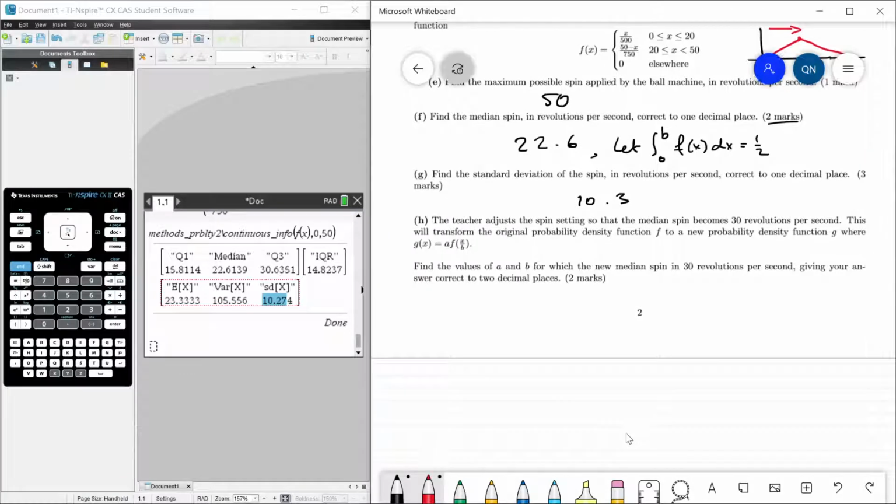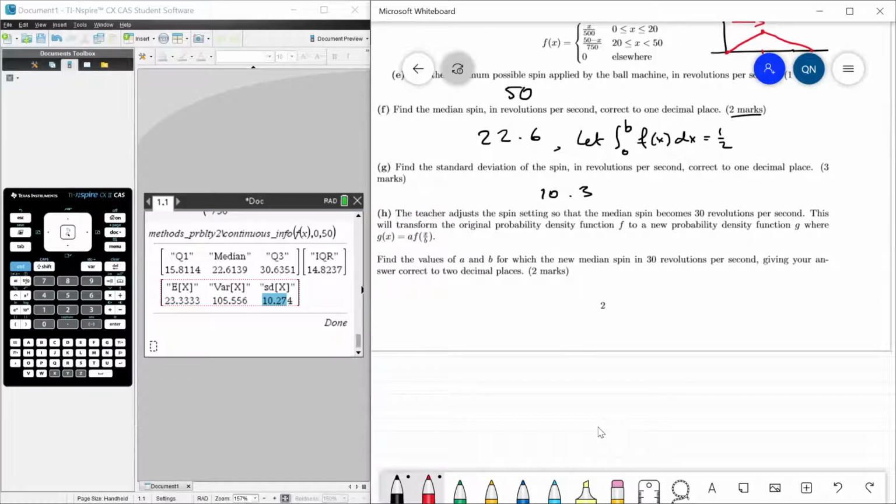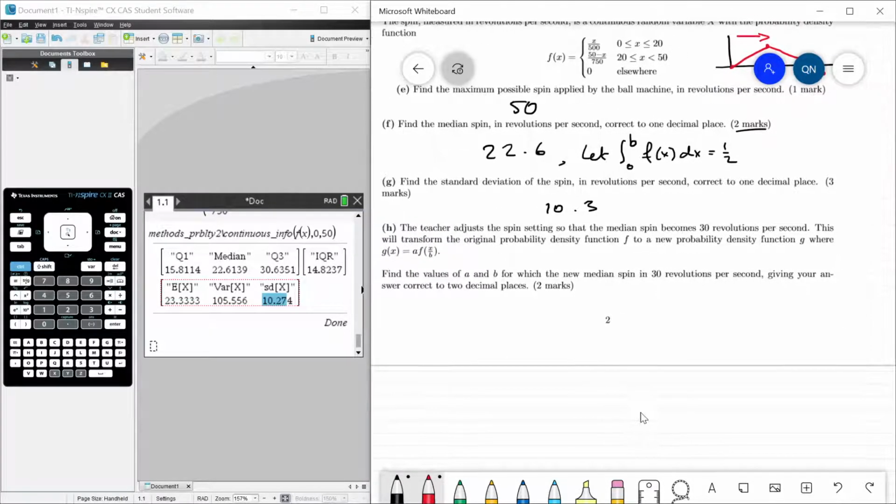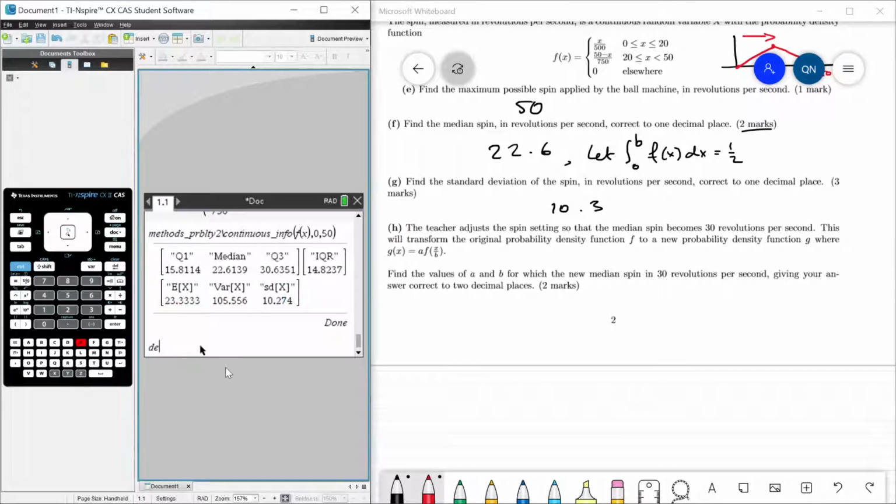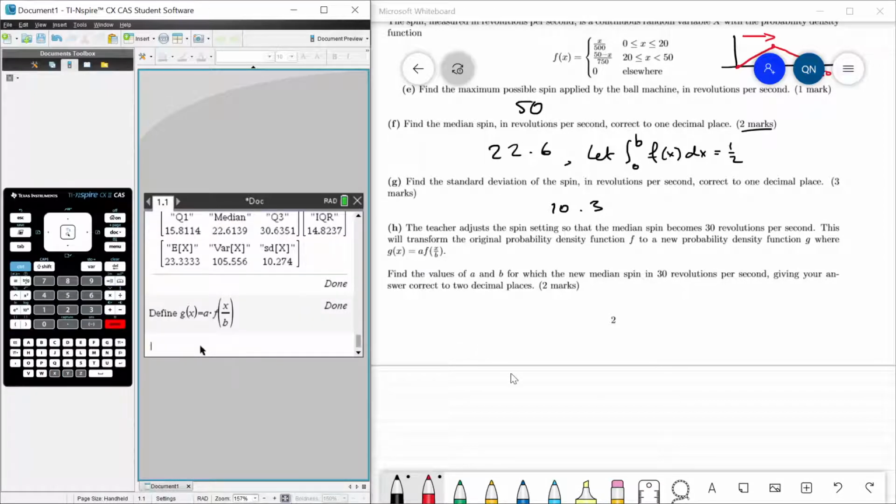Sorry, how do we do this? Well, what we can do is we can define g of x to be equal to a times f of x over b. We already have f of x defined, which is nice.